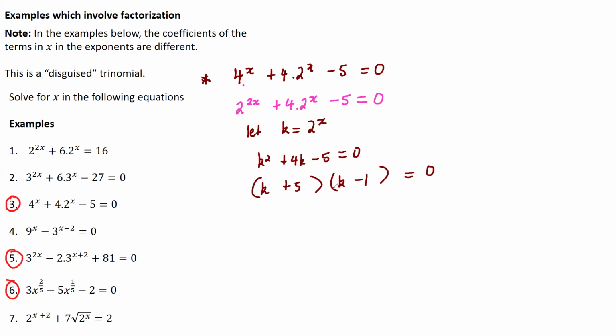So I think it should be a plus 5 minus 1, if I'm not mistaken there. Yeah, there you are. So k is negative 5, which I say is not applicable. Then k is a positive 1. 2 to the power x is 1. So then it becomes 2 to the power 0, so that they become the same base. So x becomes 0. This won't work.